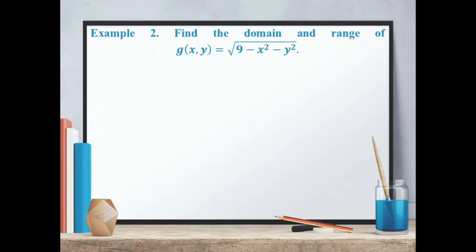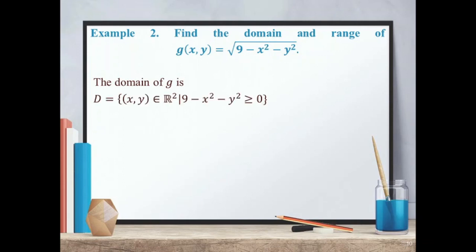Second example, find the domain and range of g of x, y is equal to under root of 9 minus x square minus y square. Again, to find the domain D, what do we require? The number in the square root is always greater than or equal to 0. Therefore D is equal to the set of ordered pairs x, y belongs to R2 such that 9 minus x square minus y square is greater than or equal to 0.